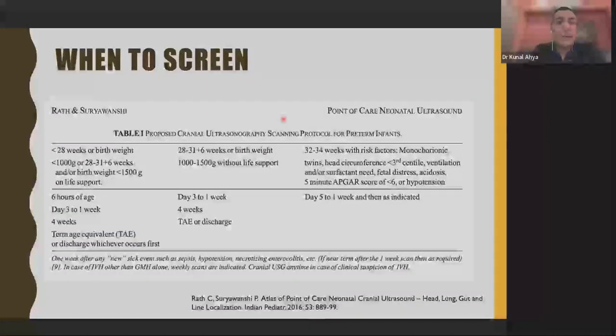So when to do it in a premature baby as a routine screening protocol? Any baby who is less than 28 weeks or below 1 kg, or any baby who is between 28 weeks to 32 weeks, or less than 1500 grams, and is on life support, then you need to do it at 6 hours of age to rule out whether there was any antenatal intraventricular hemorrhage or not. You can see for the anomalies also, but basically that will be helpful for you for a medico-legal purpose, that the baby already had an antenatal intraventricular hemorrhage.